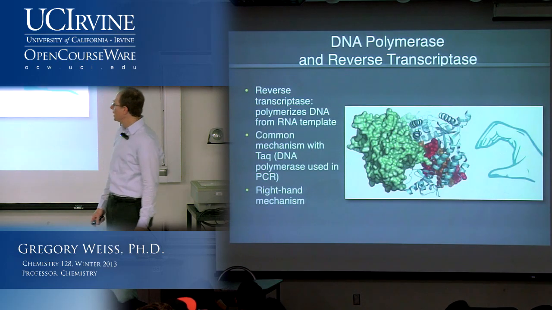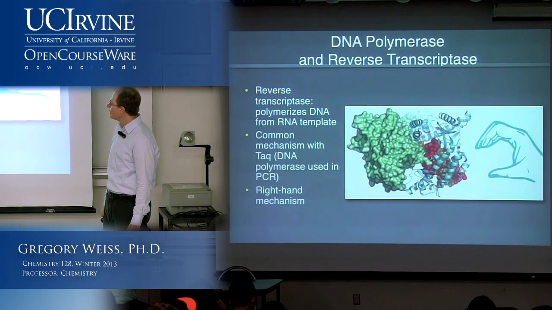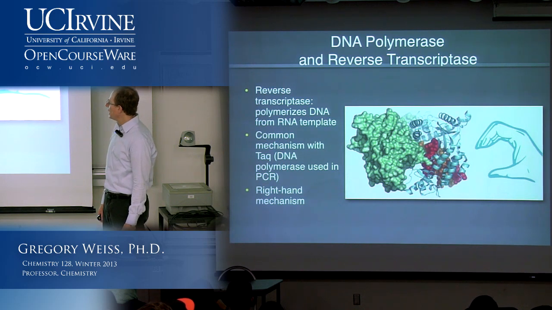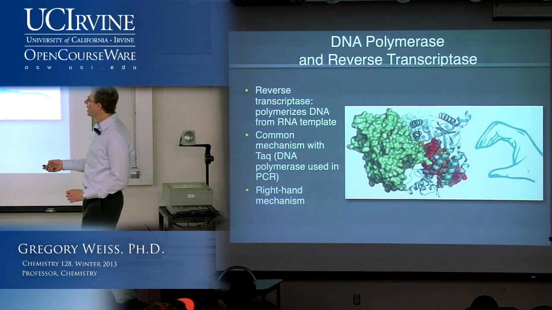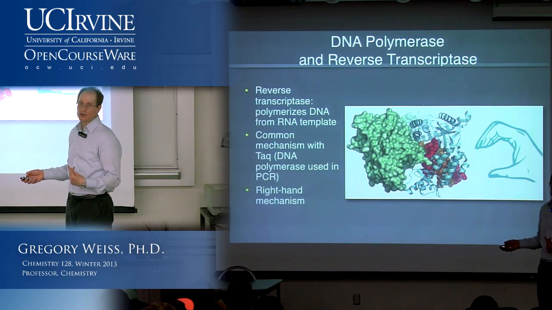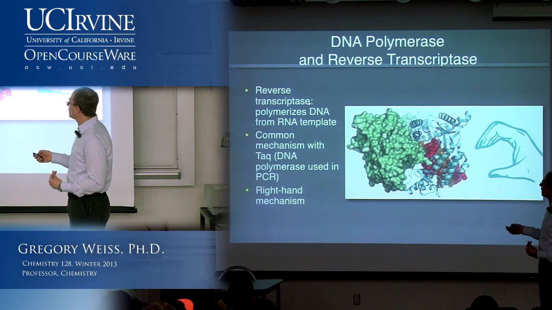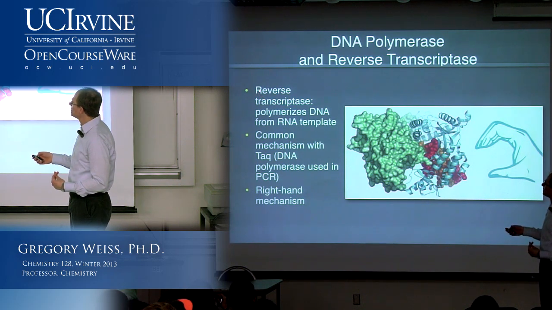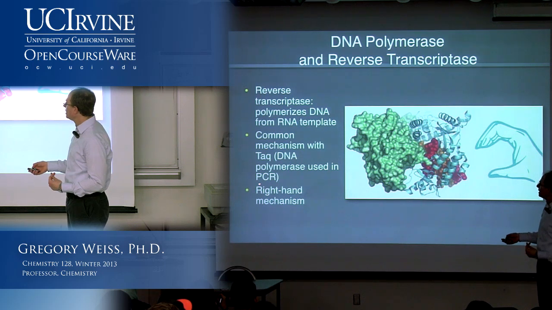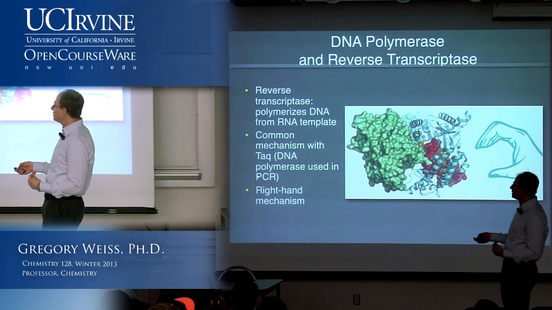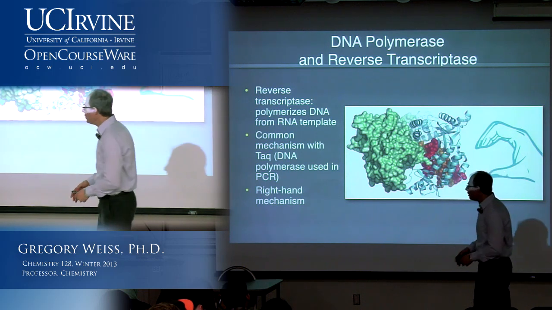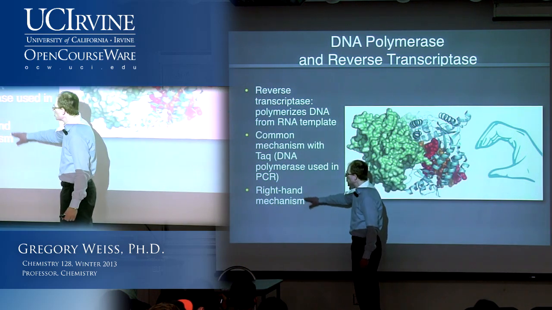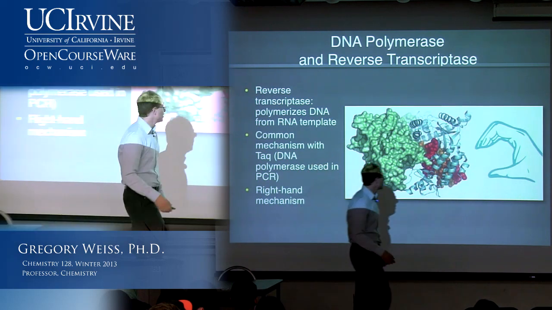Let's look structurally at what this actually looks like. This is an enzyme that has a number of different orthologs or homologs. These are enzymes that do more or less the same thing. Reverse transcriptase synthesizes DNA from an RNA template. The enzyme Taq is a DNA polymerase that's used quite a bit in research for a tool called PCR, which I'll talk about in a moment. But all of these enzymes have a right-handed structure, and here's what this structure looks like.